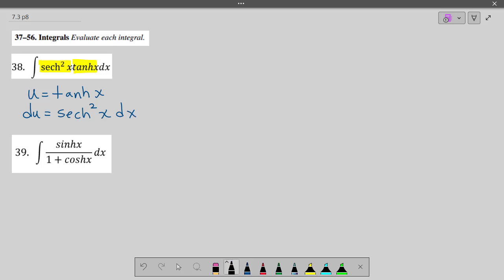And so we're flying right off the bat. This is just going to be u du. And the integral of u is u squared over 2 plus c. Now we back substitute, so we're going to end up with 1/2 times tangent squared of x plus c. So at this stage of the game, if we see a product, we really want to be leaning into substitution right away.